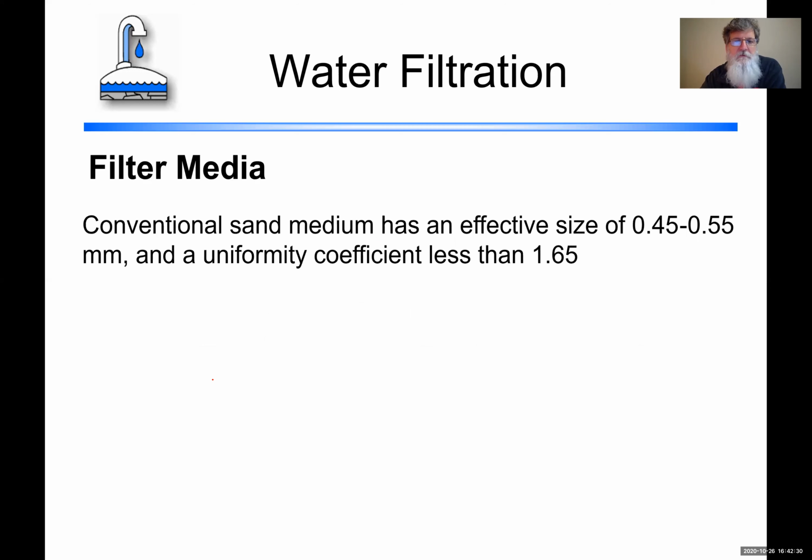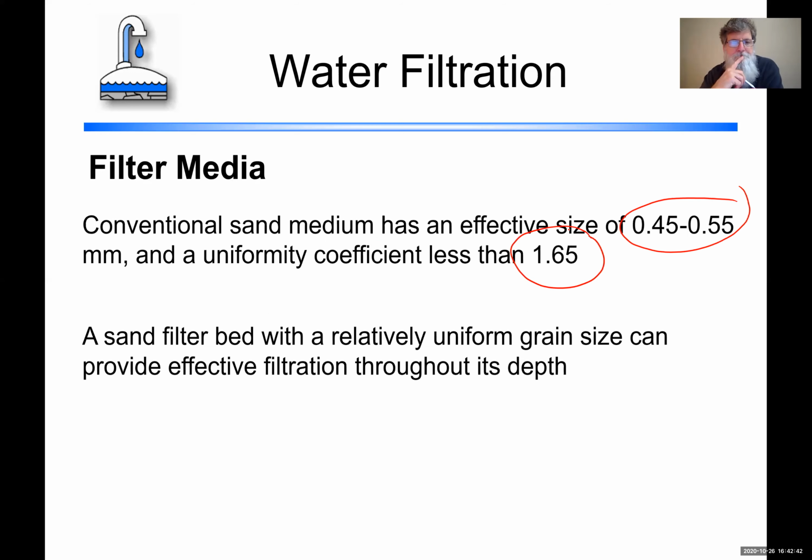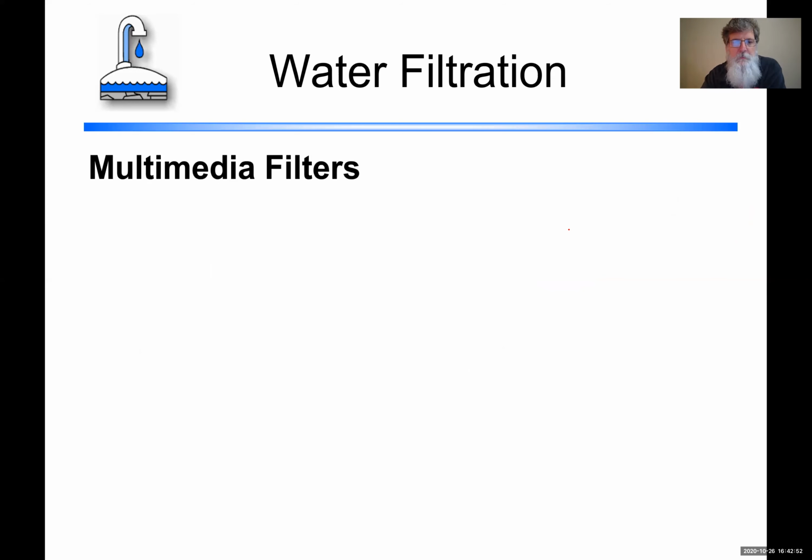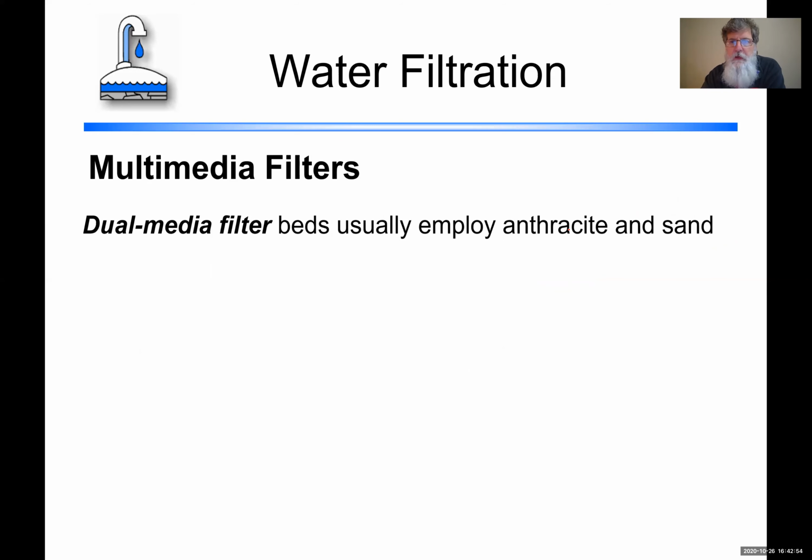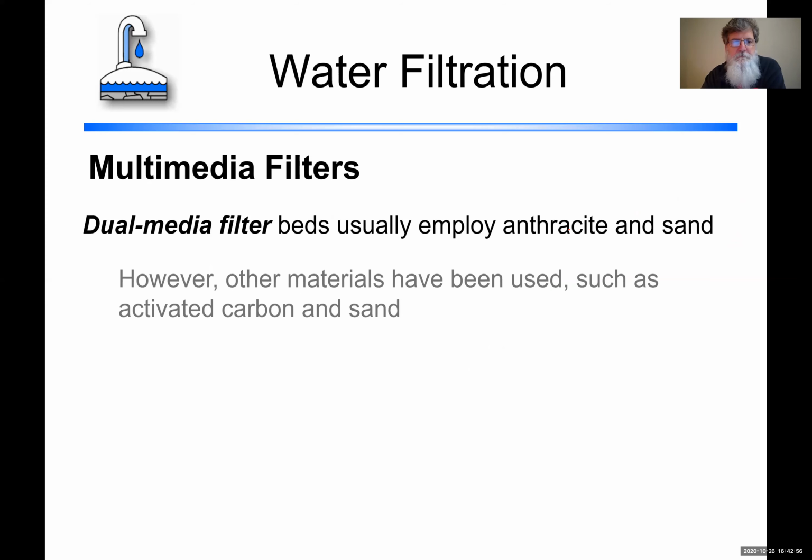In conventional sand filters, this is what you'd want for your effective size, about 0.5 of a millimeter. And you'd want your uniformity coefficient to be less than about 0.65. And sand filter beds with relatively uniform grain size can be effectively used as filters.